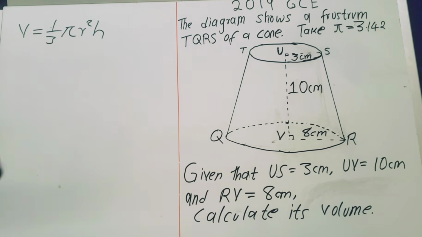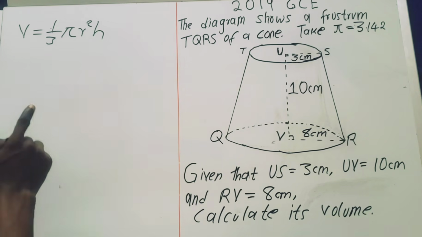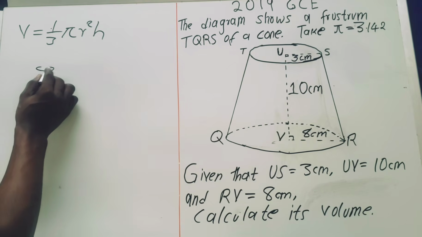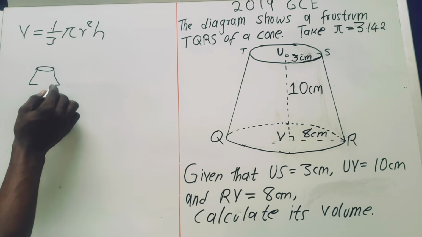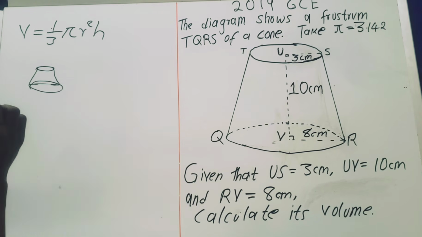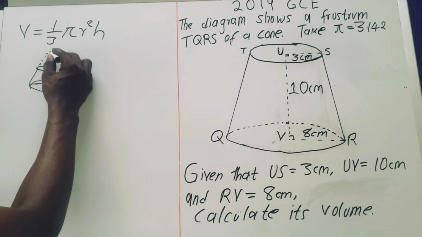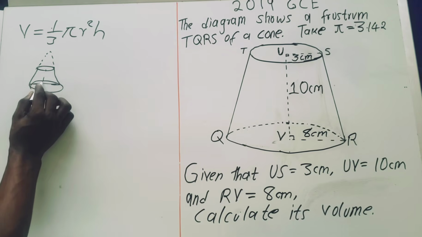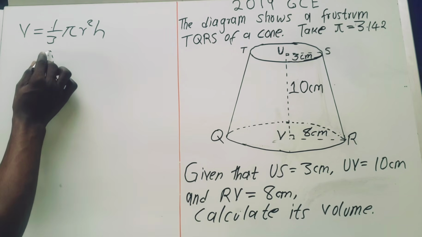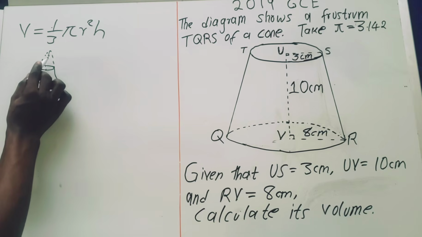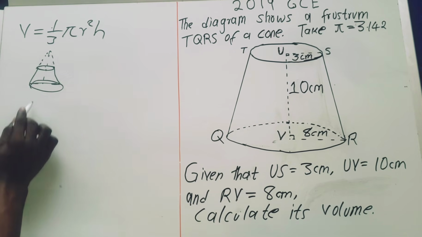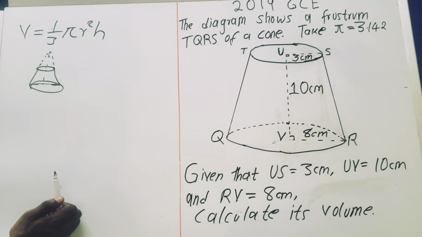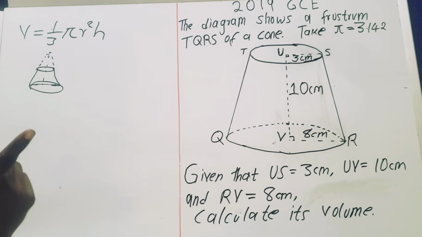So what do you do for us to find the volume of the bigger cone before it was cut? I take this shape and put it here. The bigger cone was looking like this. Here we've been given this height, so we need to know the height of the small cone which was cut. This 10 centimeters plus the height of the small cone which was cut will give us the total height. I hope you understand that one.